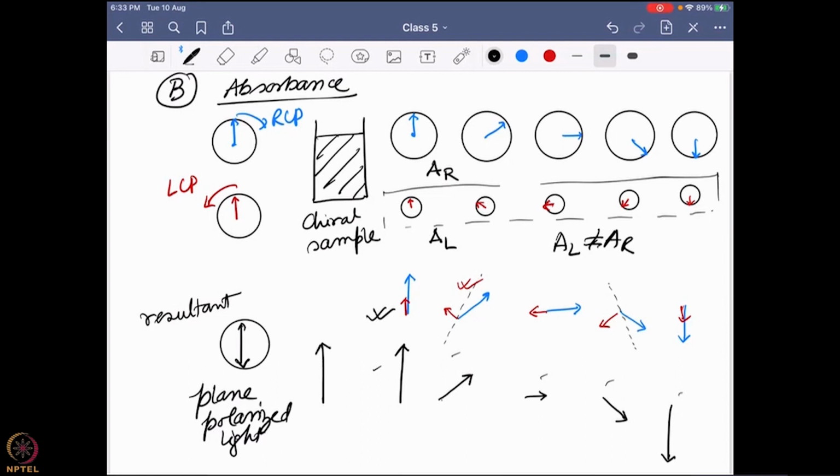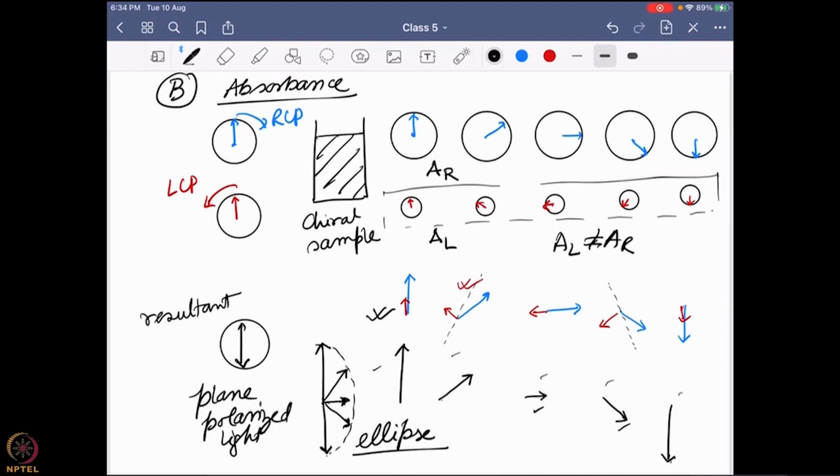First it was like this, then at the same point this, then this one, this, then this one, like this, then this one, like this. So altogether, if I draw it, what am I getting? I'm getting nothing but an ellipse. So instead of a plane polarized light, if there is a different absorbance, what I'm going to get is an ellipse due to this different absorbance.